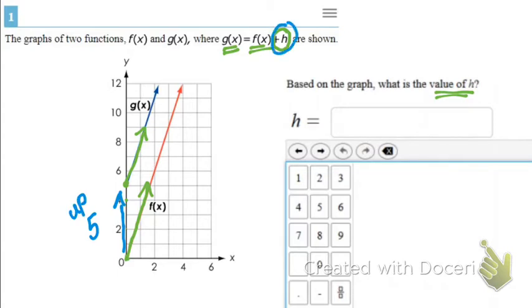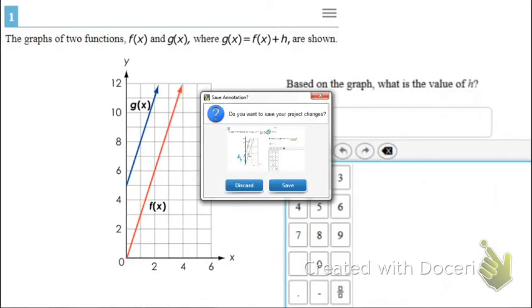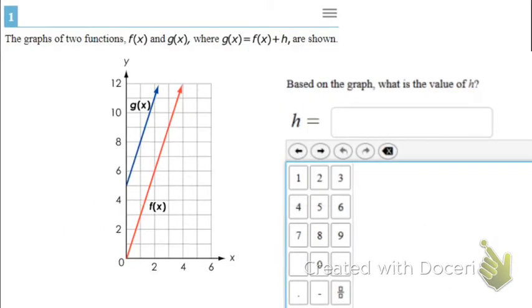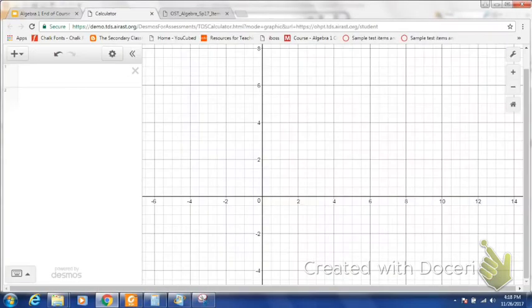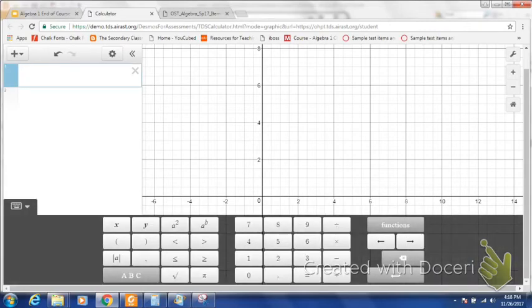So what do you have to add to f of x so that it's going to slide up 5 units? Perhaps h is 5. You could put 5 and be done with it, but I would recommend that you take an extra minute and go to the graphing calculator and just make sure. So if we click on calculator when you're taking the test, it's going to take you to this. Now this might look intimidating and different, but it's pretty easy. All you have to do, it's prompting you here, what do you want it to graph?